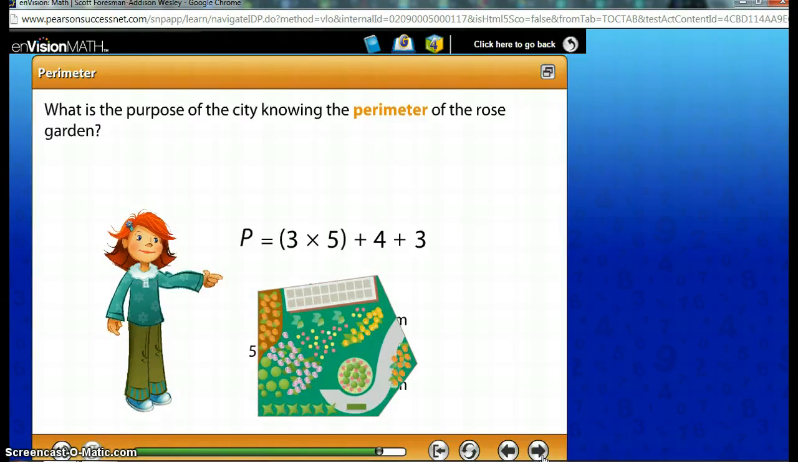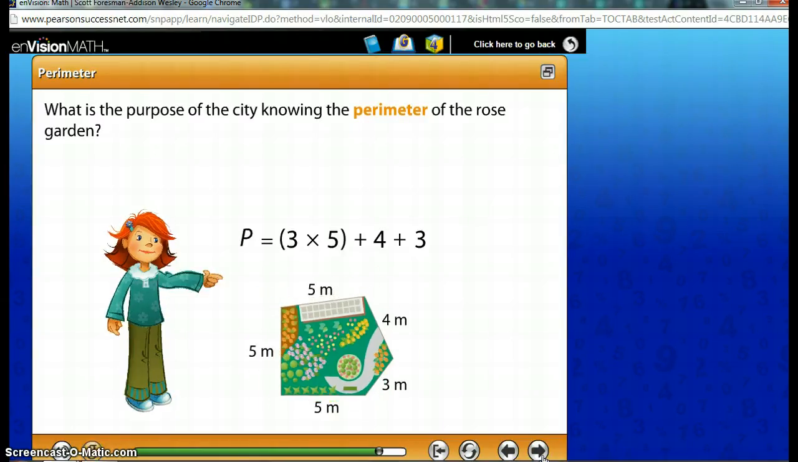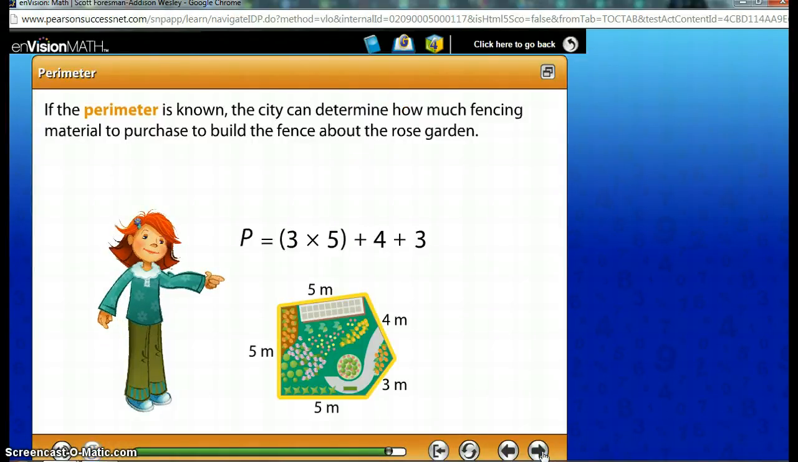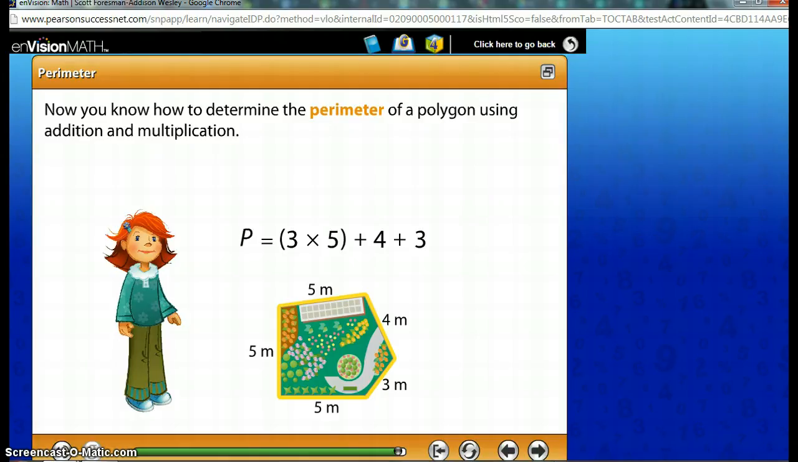What is the purpose of the city knowing the perimeter of the rose garden? Hey Butch, why is it important to know the perimeter? Why would the city need to know that? Because when they're putting up a fence, if they get the wrong perimeter, they will either have more than they need or less. Great answer. If the perimeter is known, the city can determine how much fencing material to purchase to build the fence about the rose garden. Now you know how to determine the perimeter of a polygon using addition and multiplication.